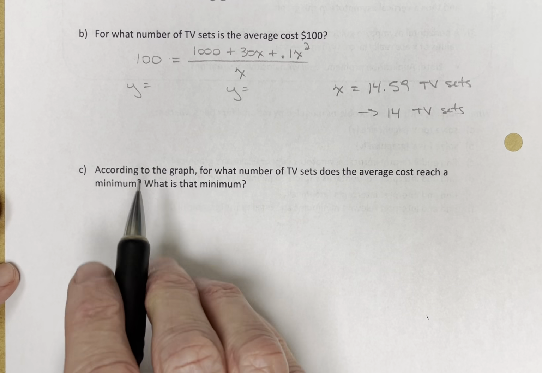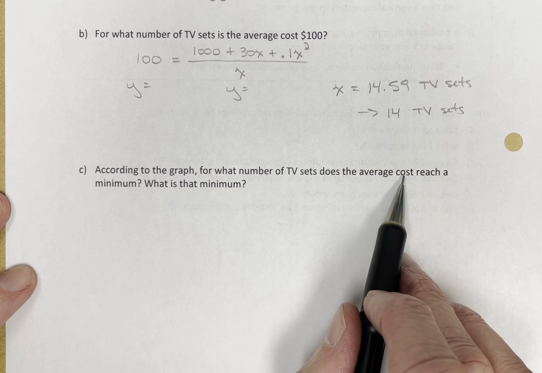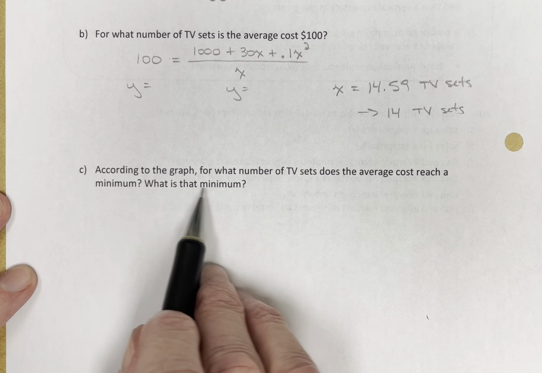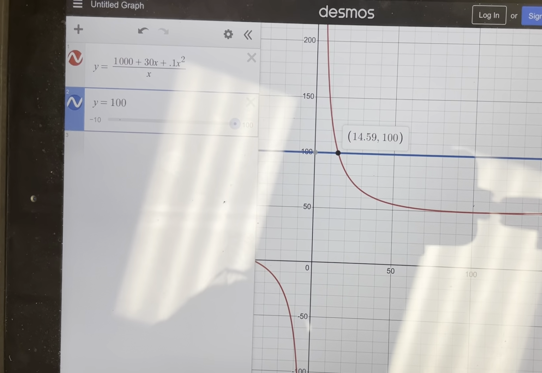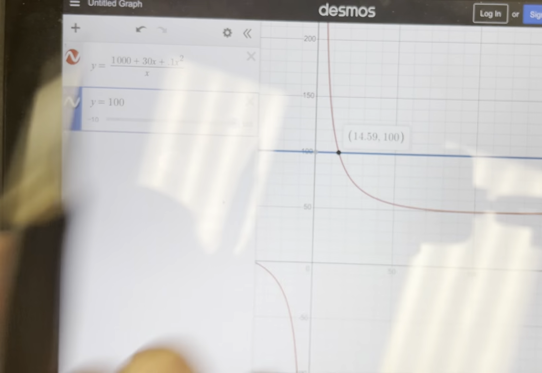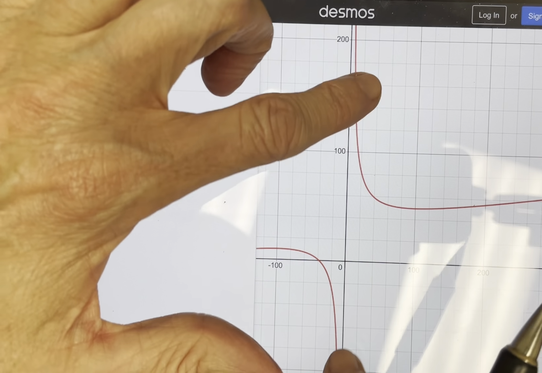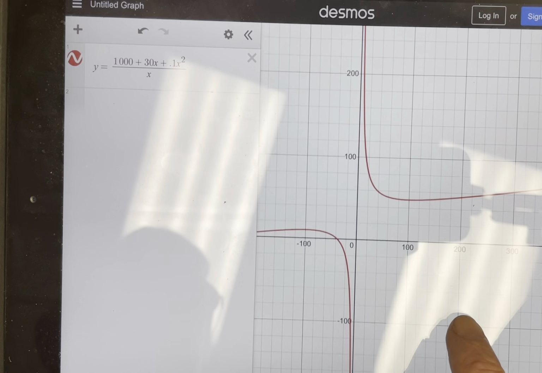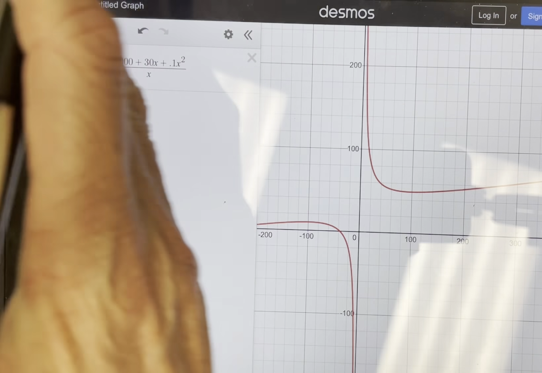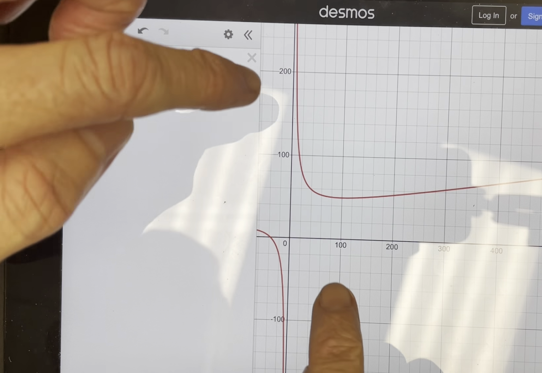Letter C. According to the graph, for what number of TV sets does the average cost reach a minimum, and what is that minimum? Well, let's go to the graph. We can take out this y equals 100 line, and we're here. And again, we're talking about an application problem, so negative TV sets aren't anything we're worried about. We're concerned about positive TV sets.